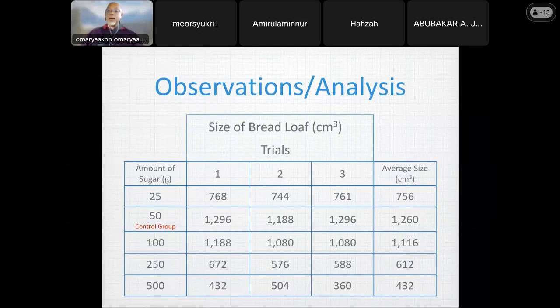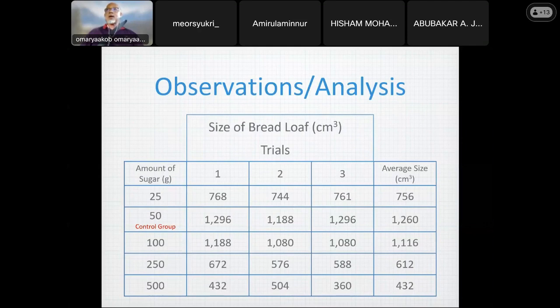Anybody else want to suggest anything that John should do? As we can observe, in the control group the amount of sugar is 50. So the closest is 100. So maybe he maintains 100 amount of sugar. Mm-hmm. So maintain 100. But at 100 you get 1,116 only. Why not?